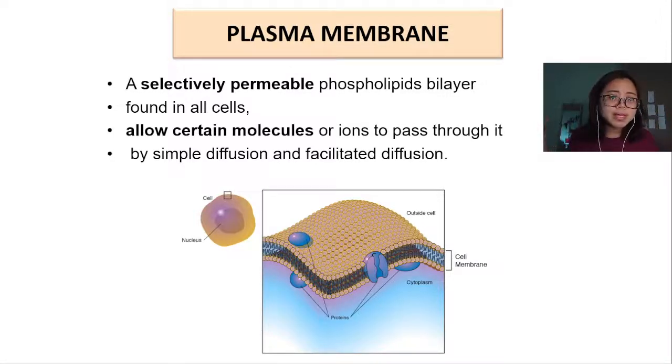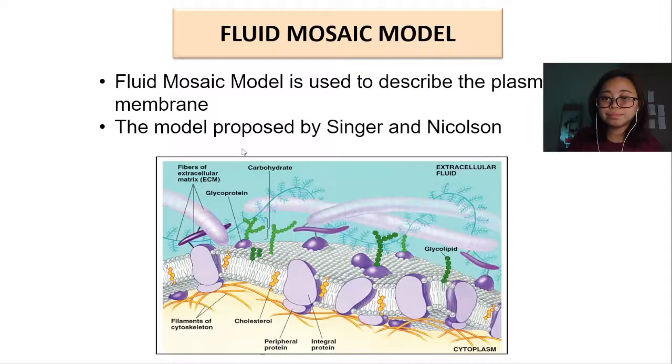The plasma membrane is a selectively permeable phospholipid bilayer that is found in all cells, whether they are prokaryotic or eukaryotic. Selectively permeable means it only allows certain molecules or ions to pass through it by simple diffusion and facilitated diffusion. Bukan calang-calang molekul boleh keluar dan masuk. Sesetengah sahaja boleh keluar dan masuk. Ikut apa yang plasma membrane benarkan.